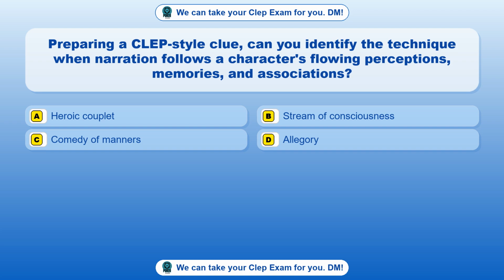Question 27. Preparing a CLEP style clue, can you identify the technique when narration follows a character's flowing perceptions, memories, and associations?